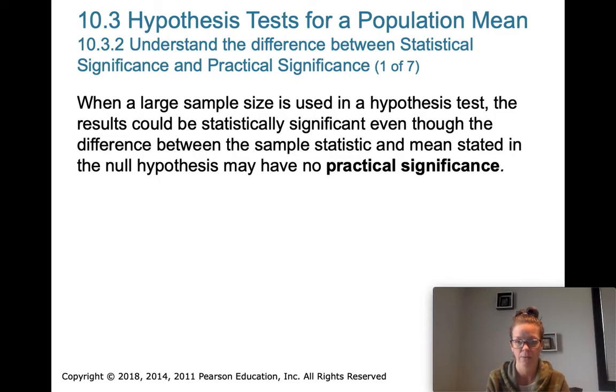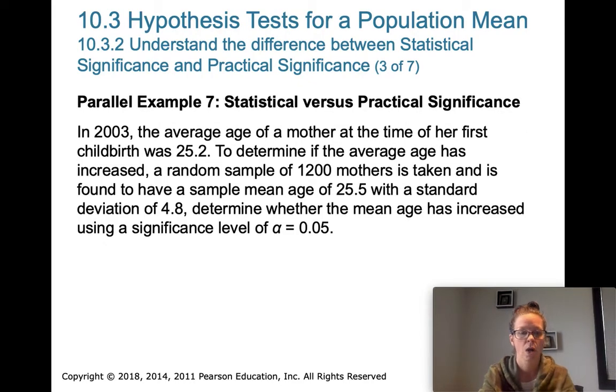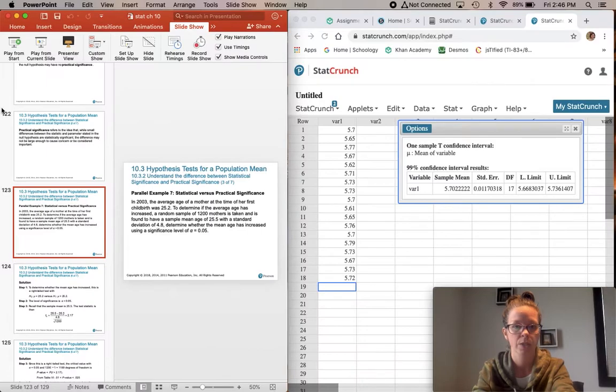That's kind of sad, right? It'd be kind of sad to go through doing a whole study and then come to find out the results don't matter. But here's an example in a second of what that means. Practical significance refers to the idea that the difference actually matters, that it's enough to be concerned about. So go back to this, sorry if it's too small to read.